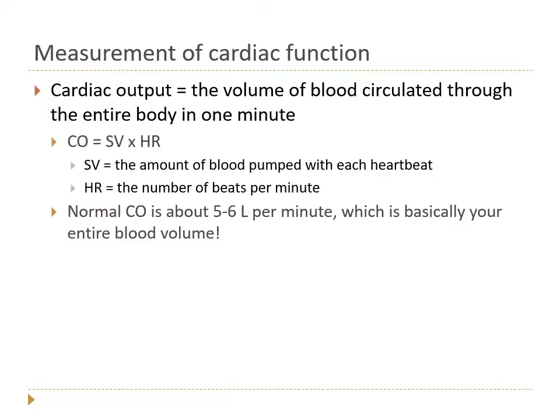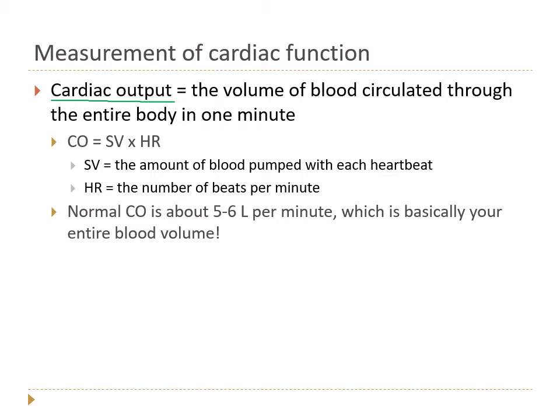So the basic measure of cardiac function is how much blood is being circulated through the body in a given period of time. So we have this phrase, cardiac output. The cardiac output is the volume of blood that's circulated through the body in 1 minute. So how do we calculate that?